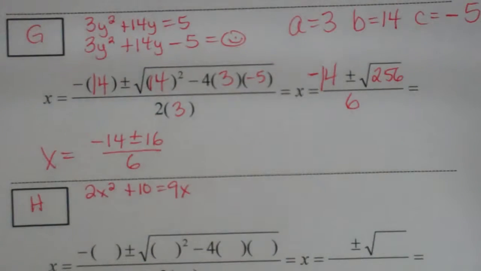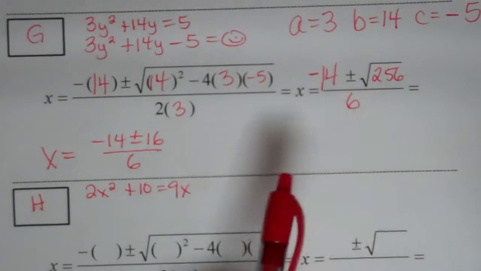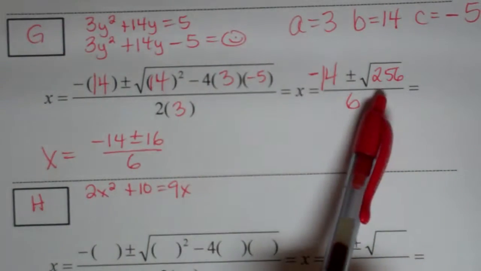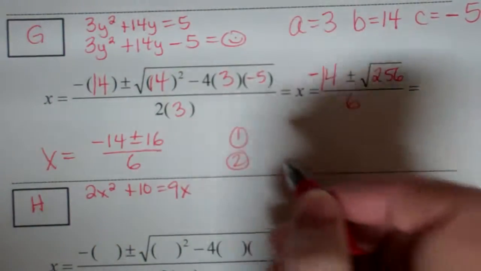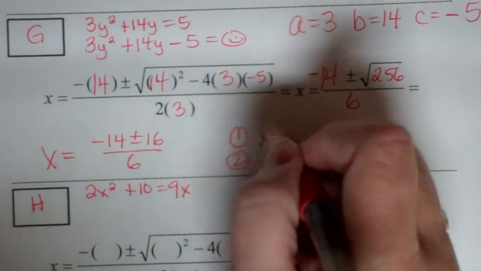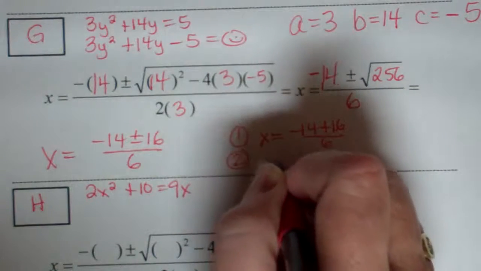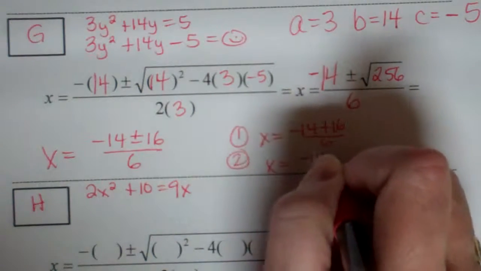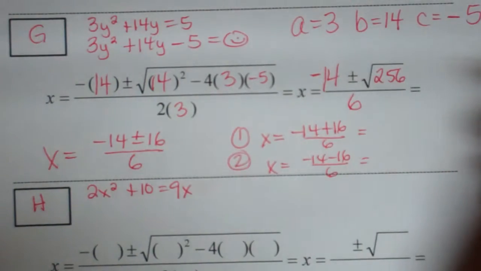People, you got to calculate it. There's no sense panicking with big numbers. And again, these are the 2 steps I would like to see on the test. I want to see that, I want to see that, and I want to see this stuff over here. So the first answer and the second answer: x is equal to negative 14 plus 16 over 6, and x is equal to negative 14 minus 16 over 6. So let's do some calculator work here in a minute.